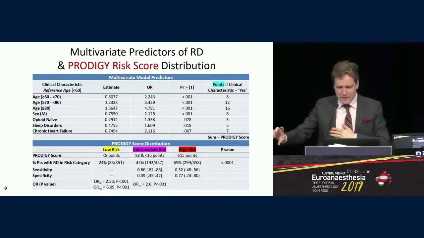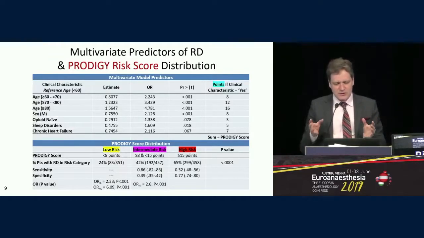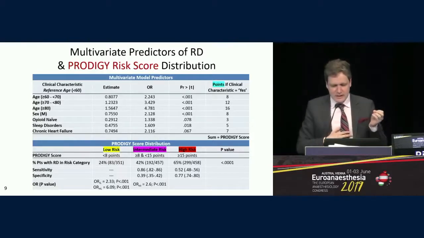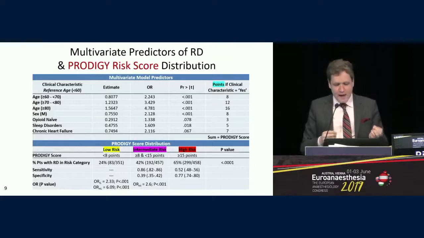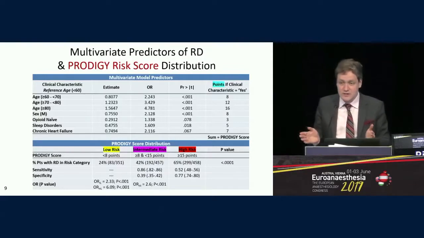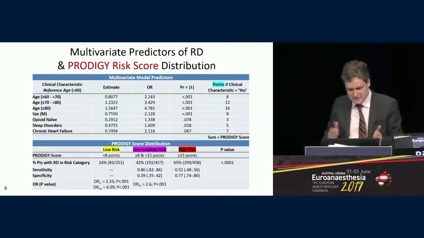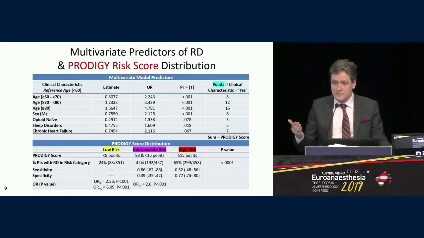Then on the bottom here, we separated risk scores into 3 categories: low risk, intermediate risk, and high risk. And that was based on point values. So if you're less than 8 points, you're in the low risk category, intermediate risk between 8 and 15, and greater than or equal to 15, you would be considered high risk. We basically ran sensitivity specificity analysis.